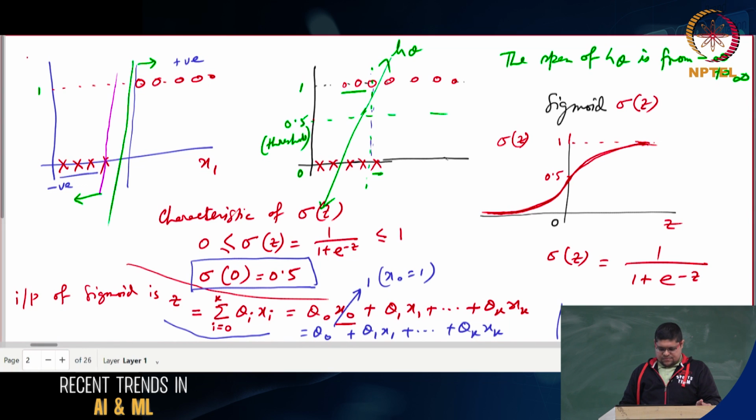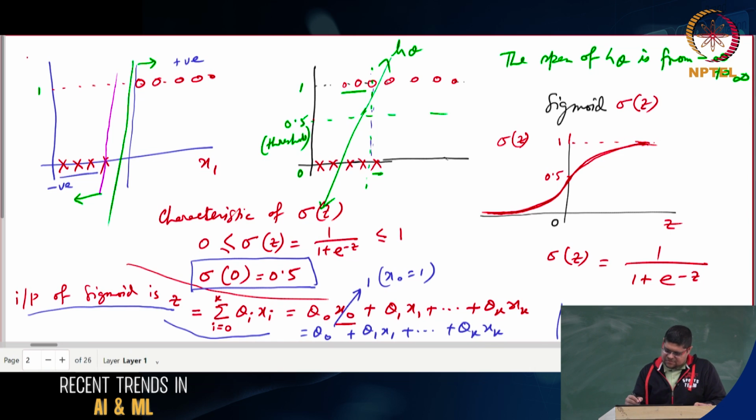Okay. So the input of the sigmoid is z. At first we give some linear combination. So the input of the sigmoid is some linear combination of what? So what is theta actually?